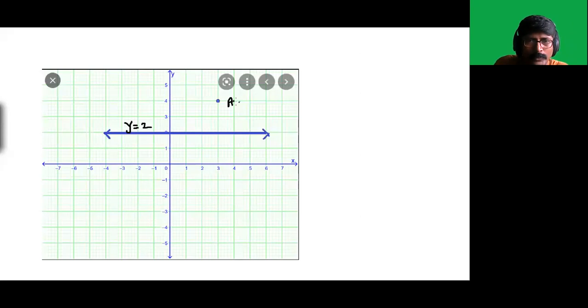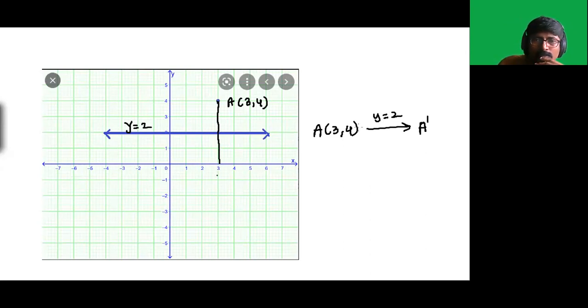Suppose, students, we have point A as 3 comma 4. Now if A (3, 4) reflects under y equals 2, where will the image go? Obviously it will go a little down: 1 point and 2 points. So it will go 2 points down. A prime will become 3 comma 0. You understood? 3 comma 0.